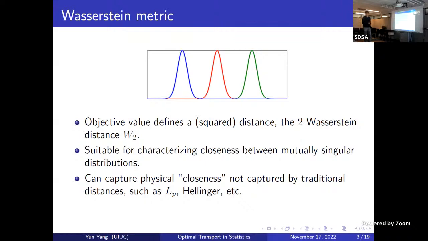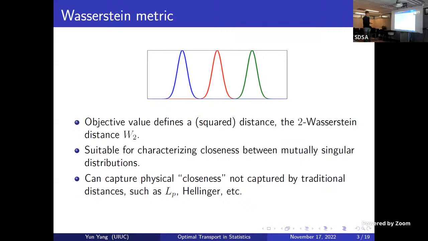And for the classical ones, such as total variation or L2 or L1, they are also not capable of describing closeness between such distributions because they will be constant. Another advantage of the Wasserstein distance is that it can capture some physical closeness that is not captured by some traditional distances. For example, again, if you look at this figure, we have three distributions indicated by the blue, red, and green curves.